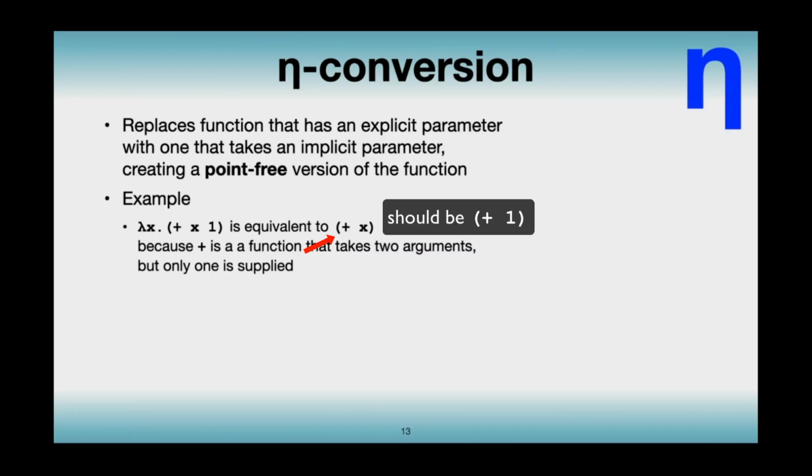And the reason that this works is that you know that plus is a function that requires 2 things. So if I only give it 1, then surely what I get back is a new function that expects the other thing. And this is really getting into currying.